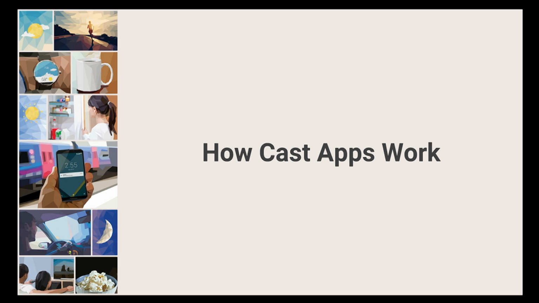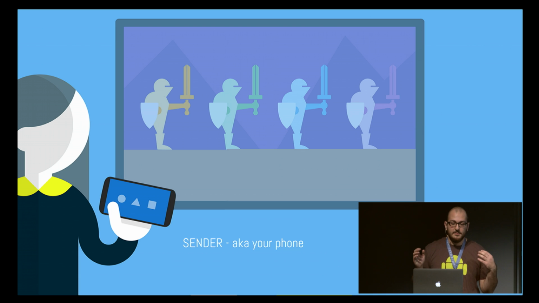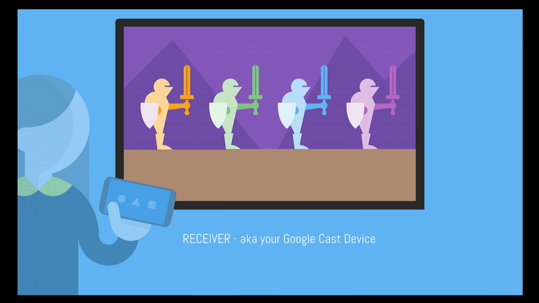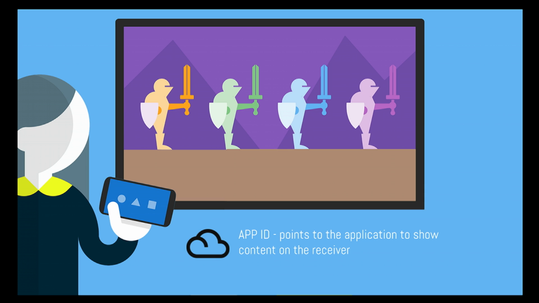So how do these apps work? There's three parts to consider. The first piece is the sender, aka your phone. It's the secondary screen to the big screen experience. The receiver, or the Google Cast device, it is the big screen experience. And the app ID, which points to the application to show content on the receiver.